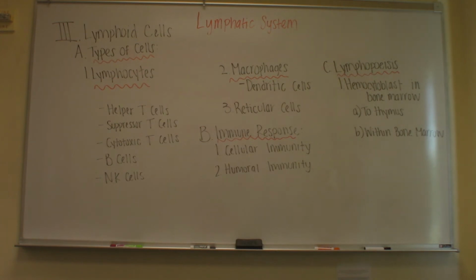And we're moving on to the immune response. We have cellular immunity and humoral immunity. Cellular immunity is caused by direct contact with some type of T cells. They actually have to touch the cell to do anything to it. And humoral immunity is caused by production of antibodies from B cells. They don't need direct contact to kill the cell.